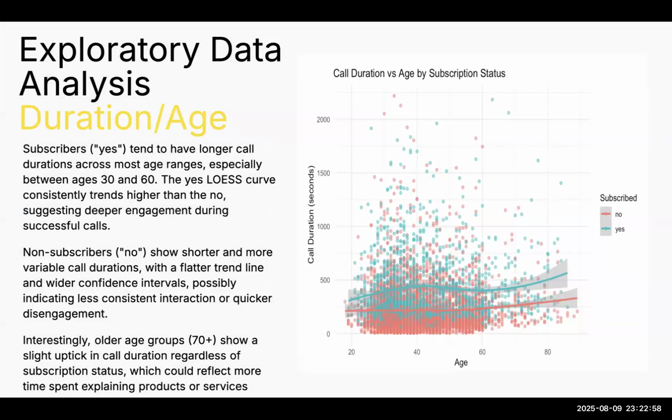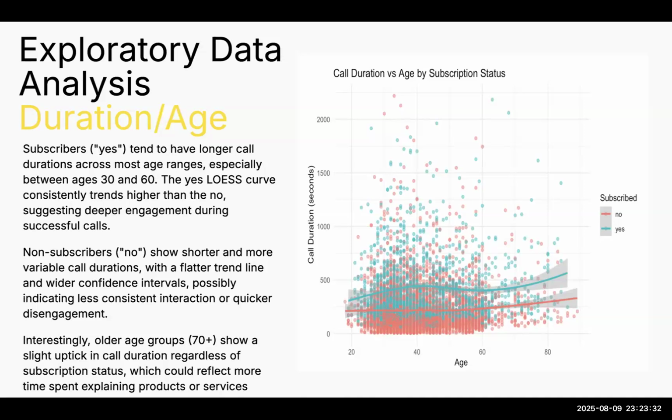Thank you, Ken. In continuation of EDA analysis, here we want to look at the duration of call by age. The scatter plot here shows that those that subscribe, the yes class, is on top. They listen for a longer period, and those that did not, did not listen for a longer period. And we can see that this cuts across all age groups from age 20 to about 90.